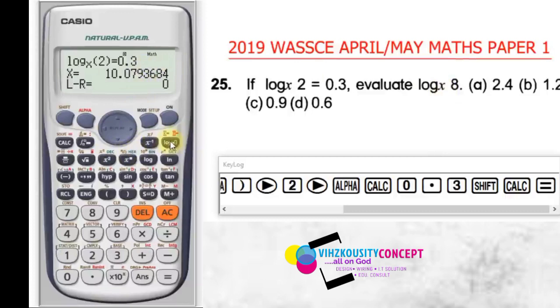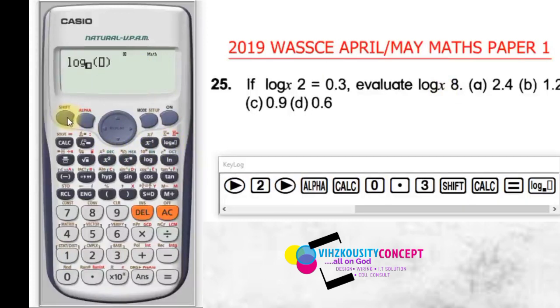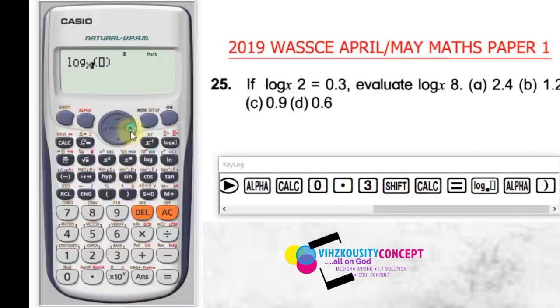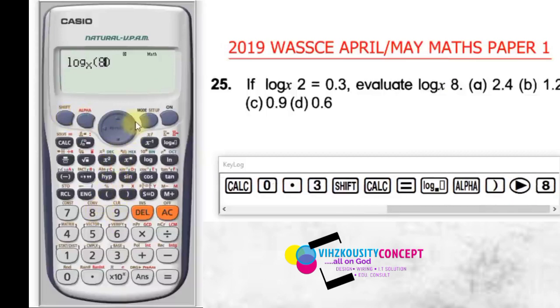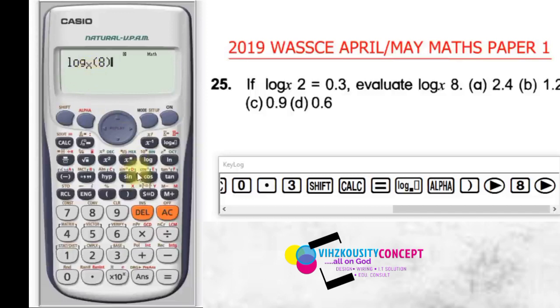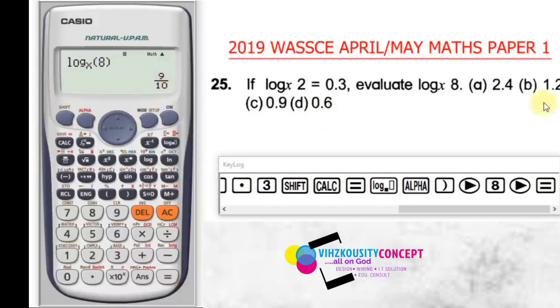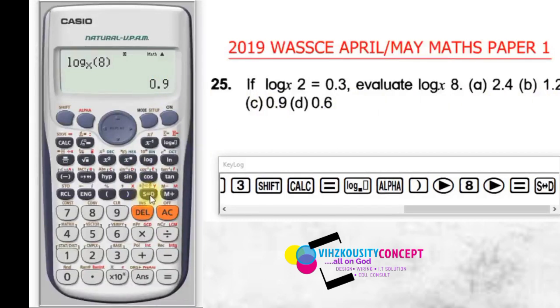Now, I want to evaluate log to base x of 8. But I know the calculator already knows the value of x. So all I just need to do is press the equal to sign. And you can see, as easy as that, it's saying it is 9/10. Looking at the options, they are written in decimal. I have this in fraction. I can press this button, S to D, to convert to decimal, and that is 0.9. So the correct option is option C, 0.9.